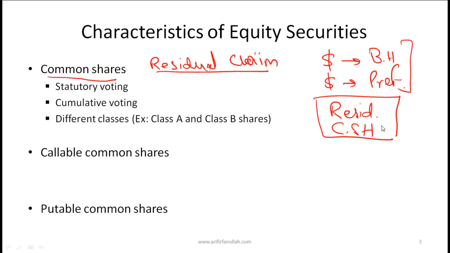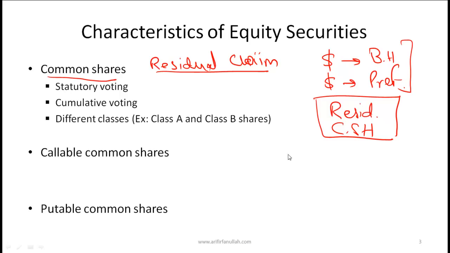Now, in this reading, we also need to understand this concept of statutory voting versus cumulative voting. When you own common shares in a company, based on the corporate governance charter of that company, the common shares might either have statutory voting rights or cumulative voting rights. And what that means is the following.